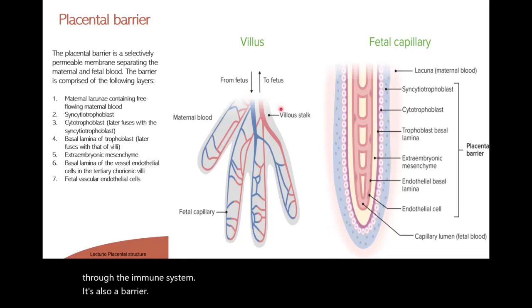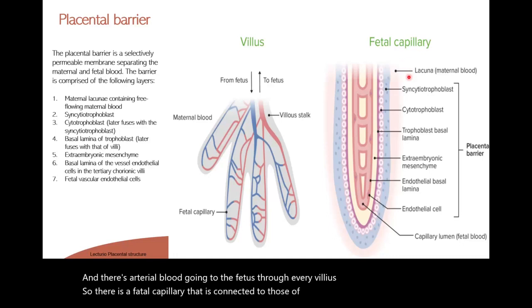And even though I'm not going to ask about this, this is the order of the barrier between the mother and the fetus circulation. So there is venous blood coming from the fetus, and there is arterial blood going to the fetus through every villus. So there is a fetal capillary that is connected to those maternal vessels.